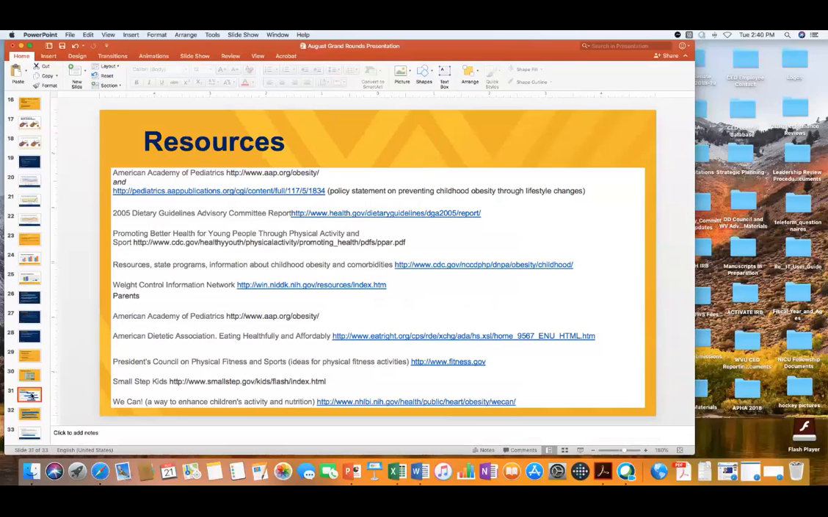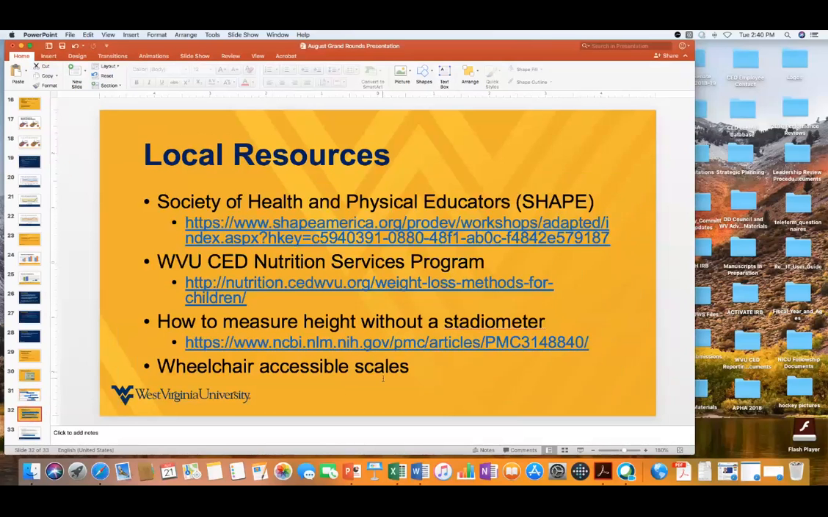I included these resources, and this will be available on there with the active links. This is for kids in general, and then there are some adaptive pieces that talk about physical activity as well as dietary guidelines to do it the right way. And then I wanted to give a shout out to our own nutrition services program in particular. We have a web page that's really good. I was double checking it and making sure that it's referencing it the right way. It's very thorough, and I think it would be a really good resource for people, as well as tips on how to measure height, weight, wheelchair accessible scales, things of that sort.